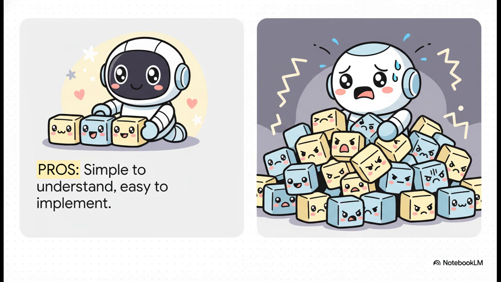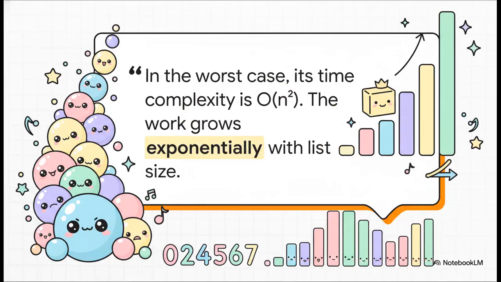It's just so simple. It's easy to understand, it's easy to write the code for it, which makes it perfect when you're just starting out. But its massive weakness, as you can see on the right, is its speed, or rather, its lack of speed. It becomes painfully, agonizingly slow as the list gets bigger. This gets to what we call big O of n squared time complexity.